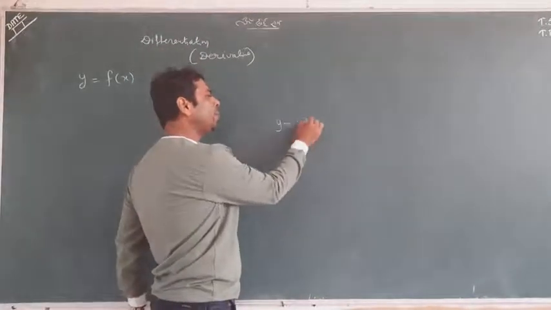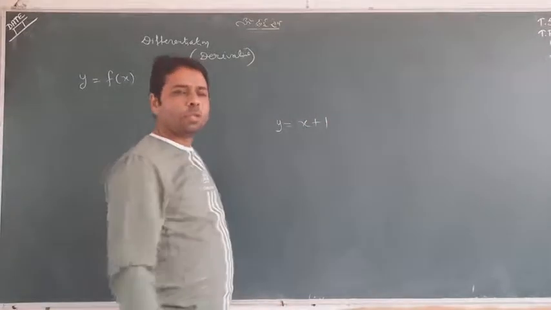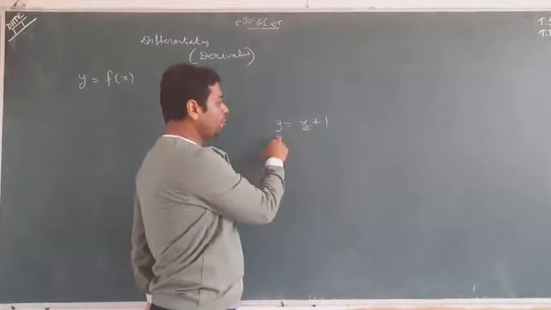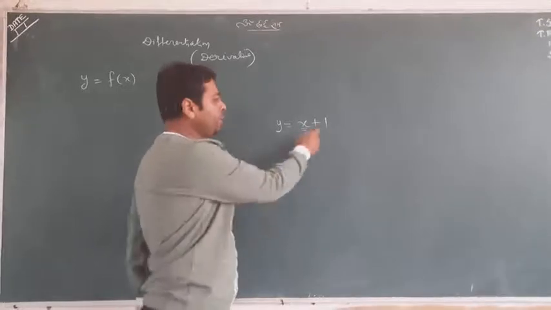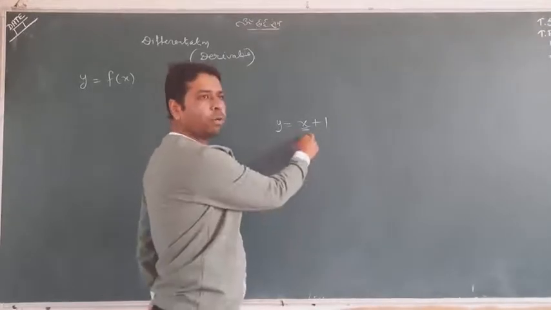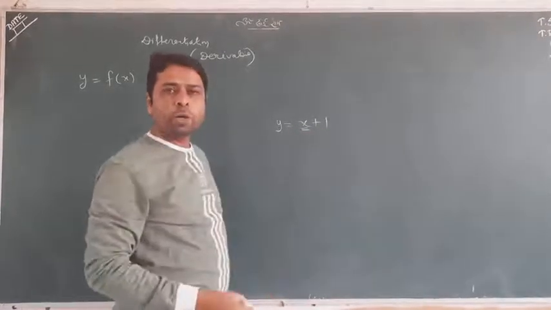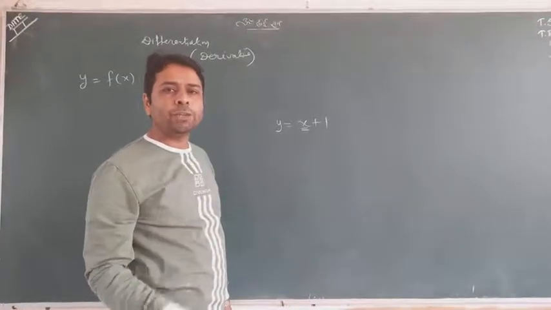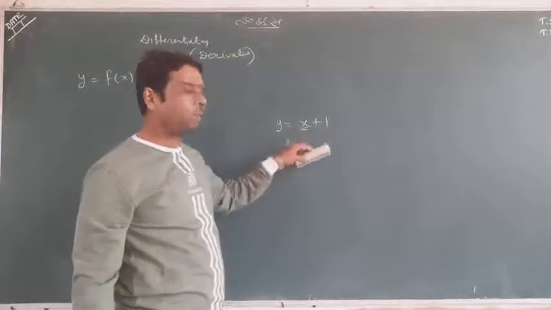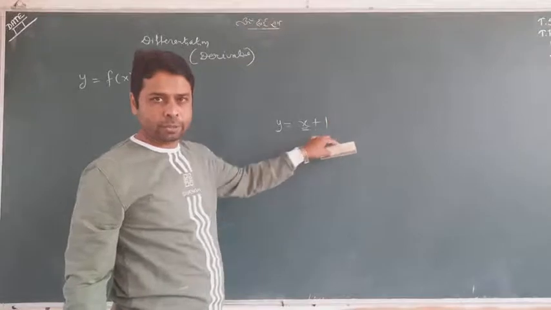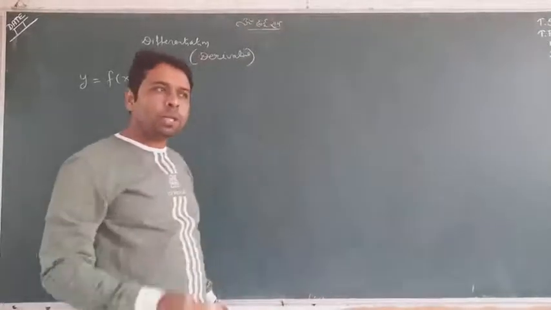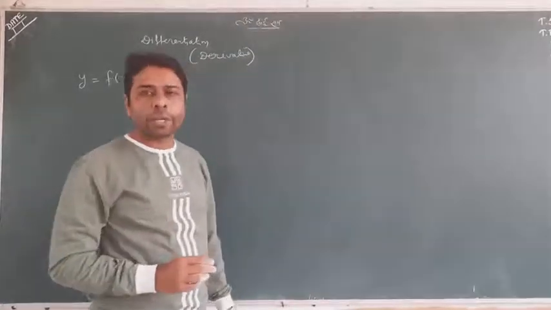Again I put one example. When x equals 2, y will be 3. When x equals 4, y will be 5. What is the meaning? When x is changing, y will change. X is independent and y depends on x. So this strategy we will adopt here.